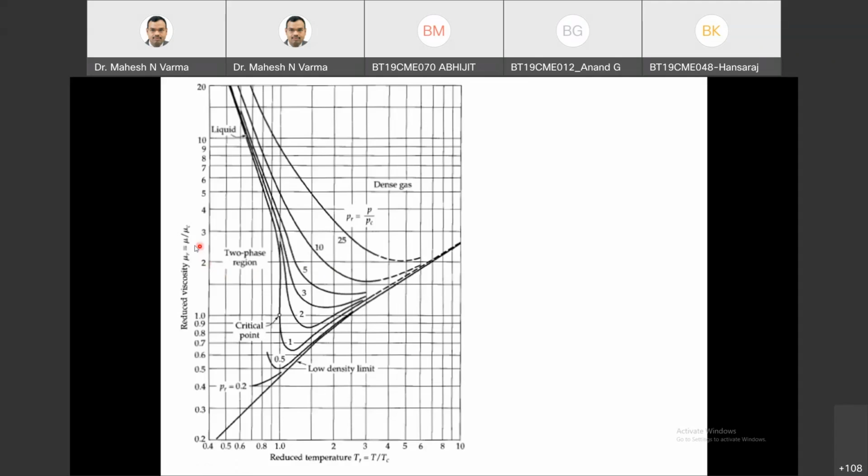So once I get this reduced viscosity, I can estimate the critical viscosity, and there are equations available to get the value of critical viscosity. Empirical equations are available, hence I can get these viscosity values. Okay, so anybody has an idea what is critical temperature and pressure?